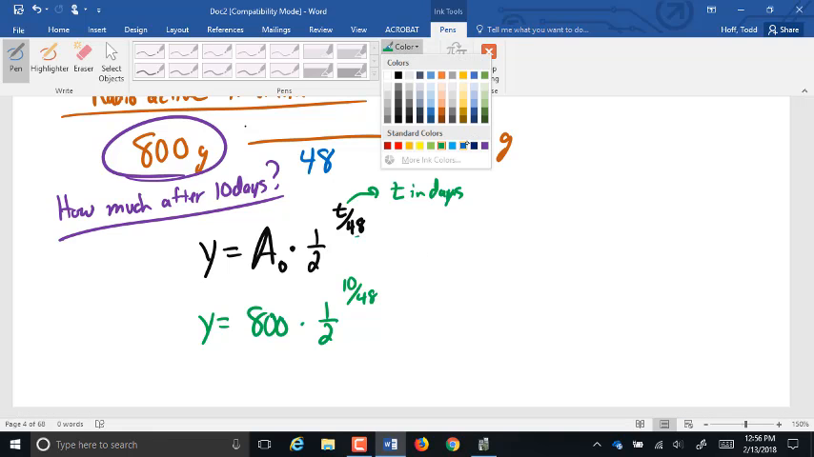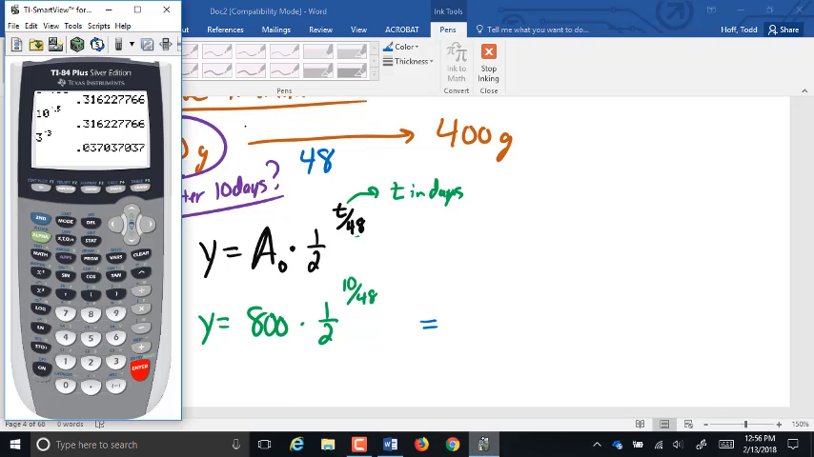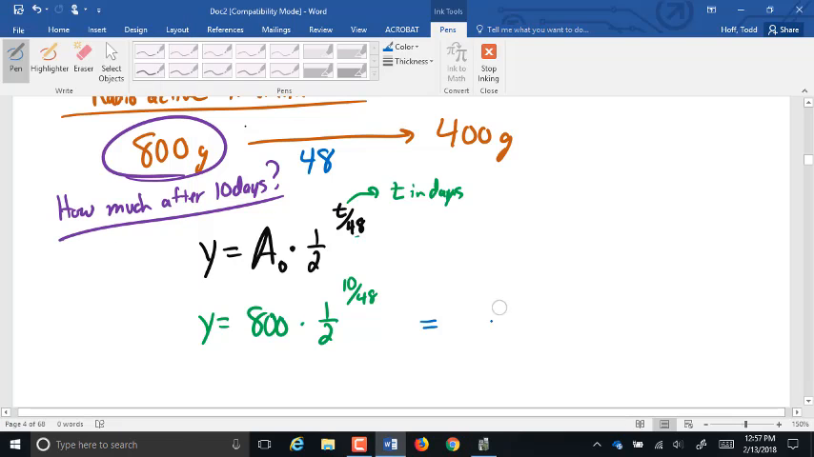So to enter this in the calculator, we've got to be careful. 800 times, we're going to put 1/2 in parentheses to the power of 10 divided by 48. Many of your calculators, you'd have to put parentheses around this power. So to the power of, you'd have to put parentheses 10 divided by 48. I get 692.43. That is in grams, the same unit as the 800.